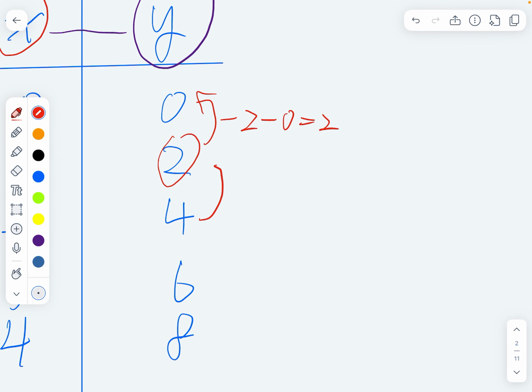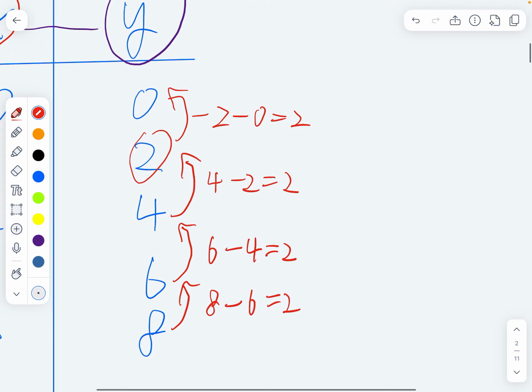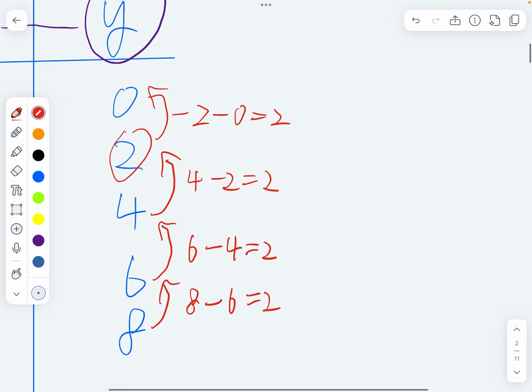For the 4 minus 2, equal 2. 6 minus 4 equals 2. Finally, 8 minus 6 equals 2. For the differences of y, we find that all of the differences are 2, so they're the same.